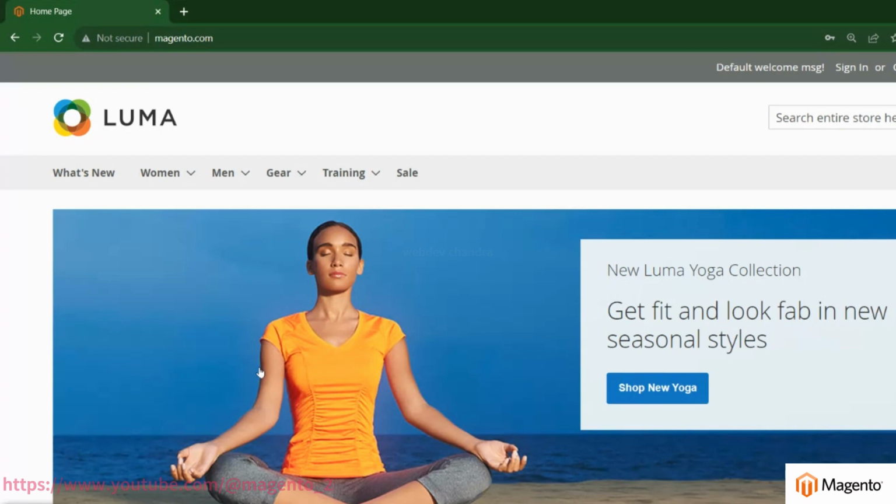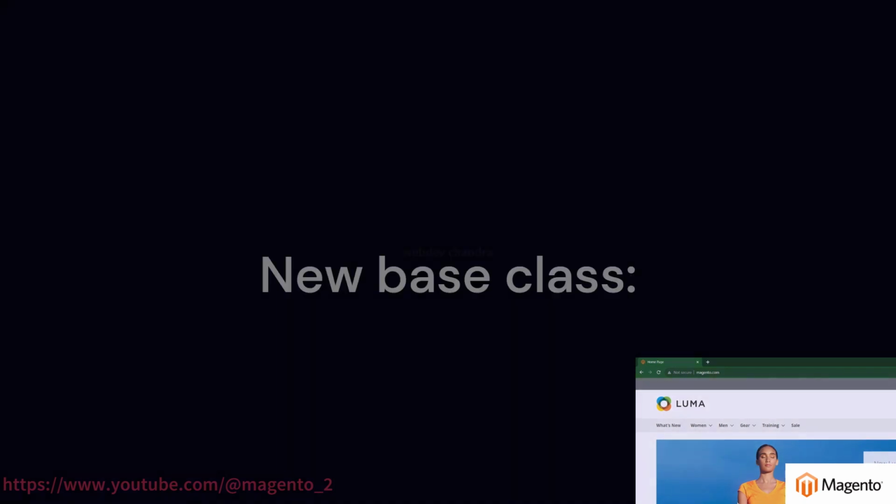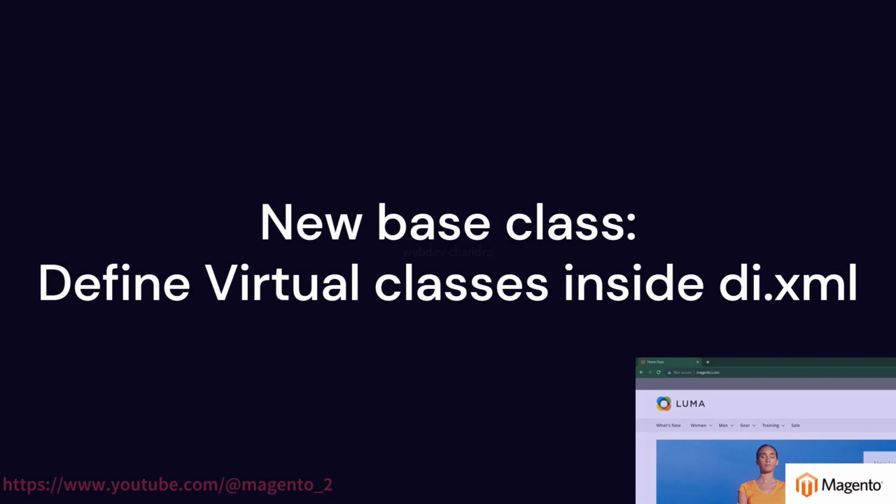I'll explain in detail. In this video, my goal is to pass data to the constructor and show it in the front end so that it can be used anywhere in the application where the base class is created. For that, we need to follow some steps. In step 1, create or use any class. Here I am creating a new base class for this virtual type. For this class, we will define some virtual classes inside di.xml.